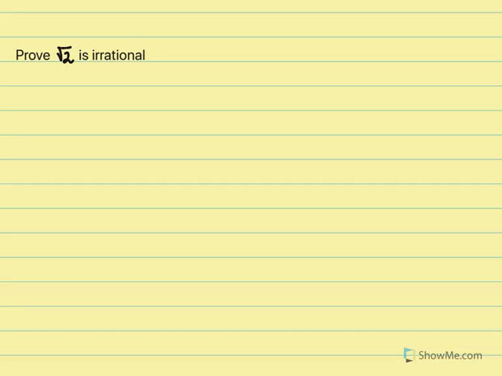Prove that root 2 is irrational. What is an irrational number? An irrational number is one that cannot be written in the form of p over q. We cannot write it as a numerator over a denominator. It is a non-repeating, non-terminating decimal. In this case, we have to show that root 2 is irrational.